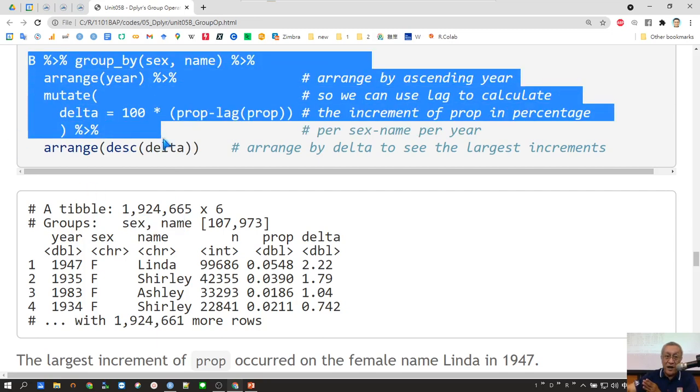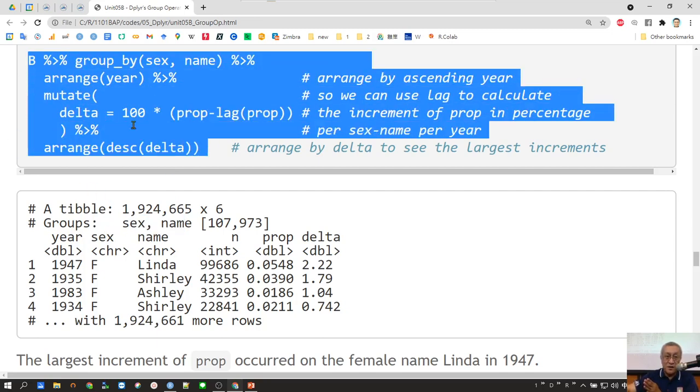After this pipe, the outcome is still grouped by sex and name, right? Suppose you want to mutate something out of this data frame, and you don't want the group. You can put the ungroup here, and then you will remove the group structure, okay? So if you do not want the group structure, you remove it.